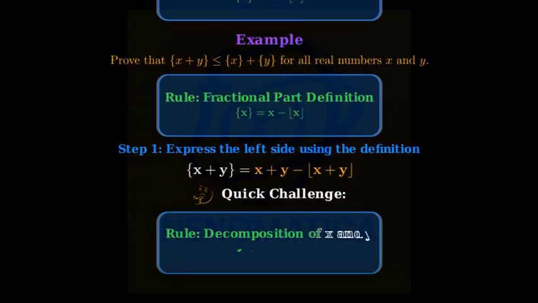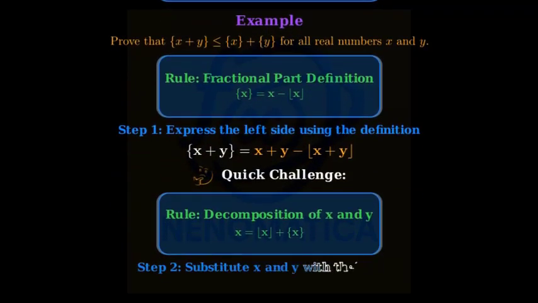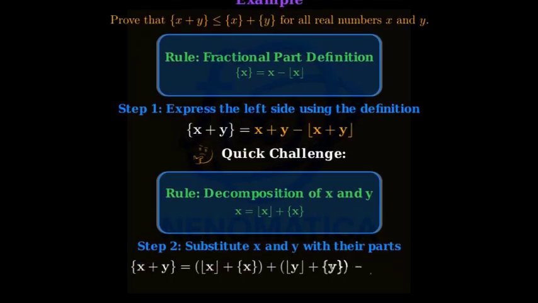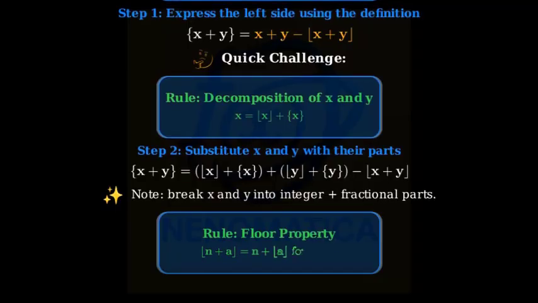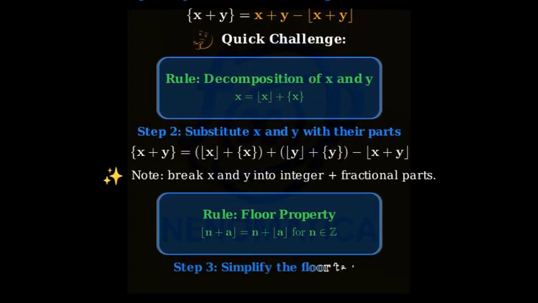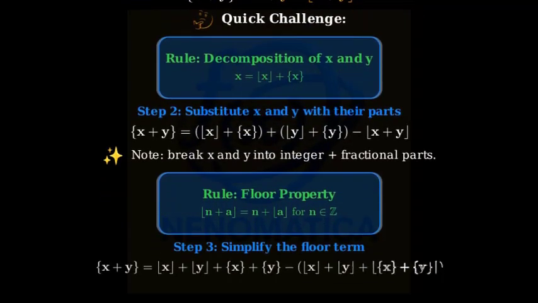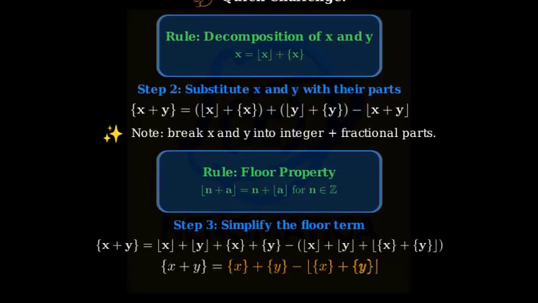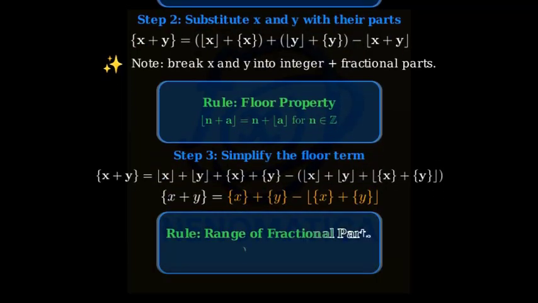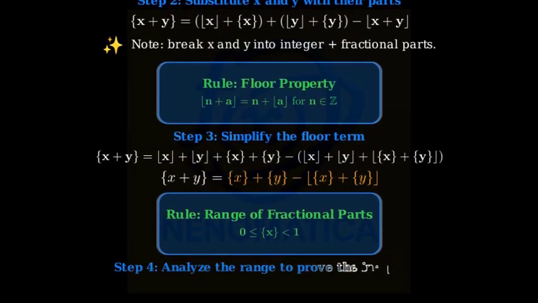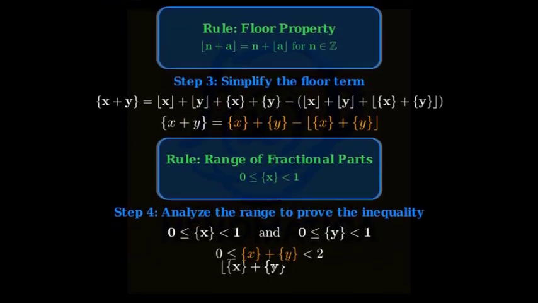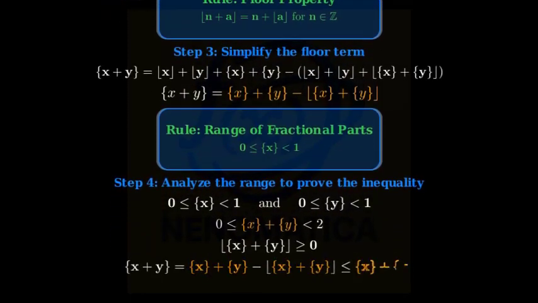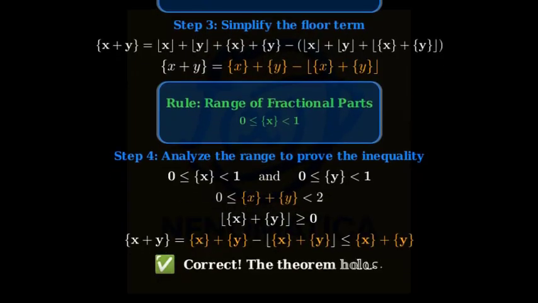Step 2. Decompose each number into its integer and fractional parts and substitute. Step 3. Use the floor property, floor of n plus a equals n plus floor of a for n an integer. Cancel the common integer parts and simplify. Step 4. Use the range of fractional parts. 0 is less than or equal to the fractional part, and it is strictly less than 1. Then analyze the sum and its floor and conclude the inequality.